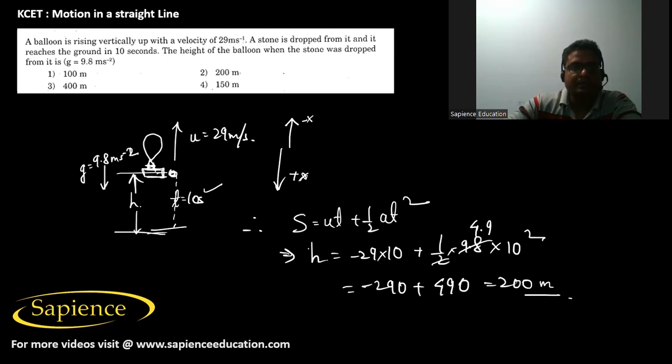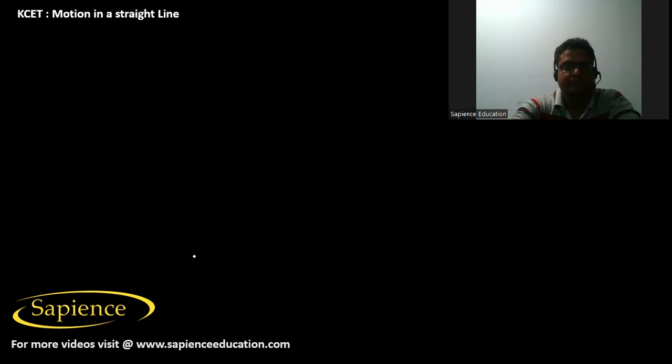So it means the stone was dropped from a height of 200 meters above the ground. At the time when the stone was dropped, the height of the balloon was also the same, which was 200 meters. So option 2 is the correct answer.